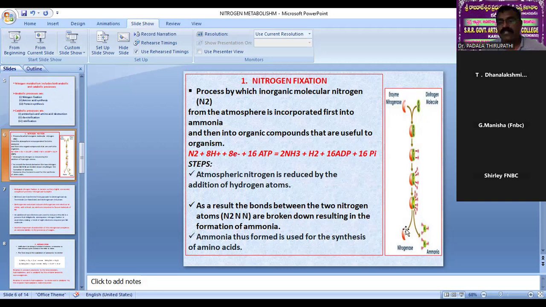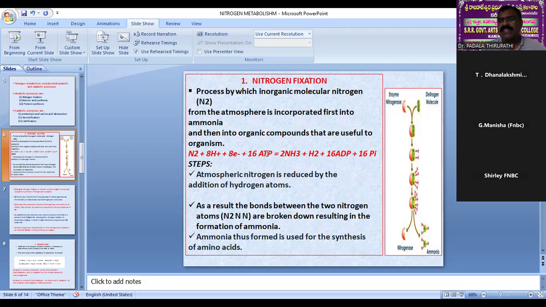Nitrogenase enzyme, which is involved in the conversion of molecular nitrogen from the atmosphere into soil nitrogen, the usable forms of nitrogen, that is nothing but ammonia, nitrites and nitrates. So 16 ATPs are needed, 8 protons are needed, and 8 electrons are needed. So the utilization of the 8 protons, the 8 electrons and the 16 ATPs.